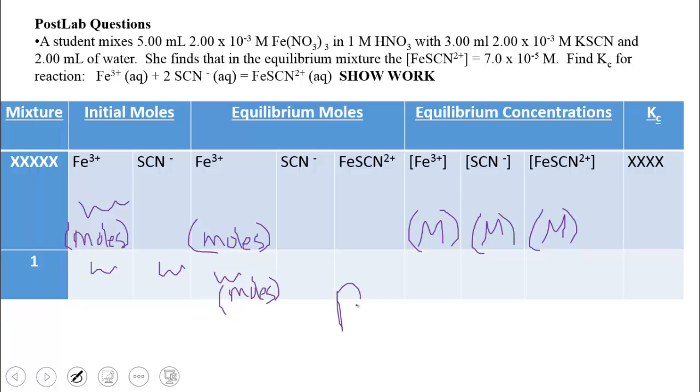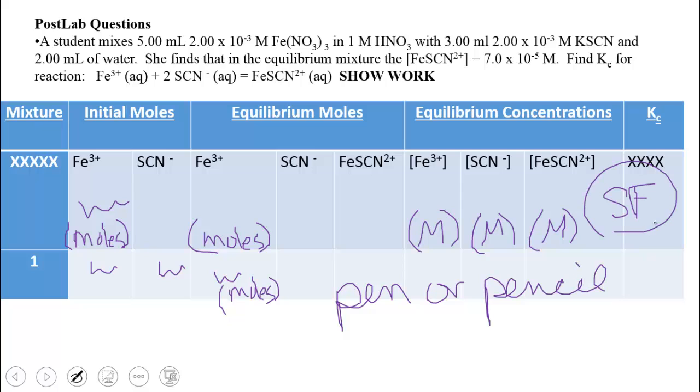You can use pen or pencil. I don't care on the post-lab questions. But remember, significant figures count and units count. And showing all work on the post-lab questions will also count. So hopefully that gives you an idea of what I would like for this lab report.